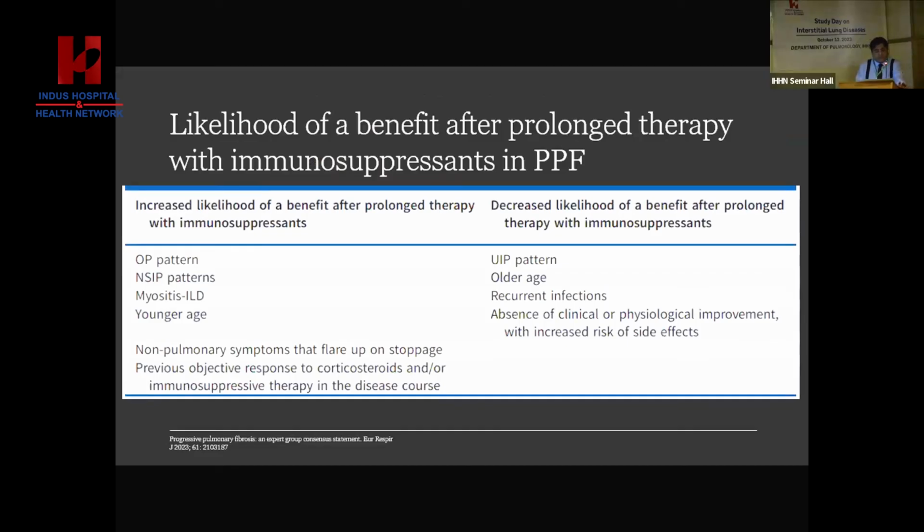Now, certain disorders in PPF benefit from immunosuppression, and their likelihood of responding to immunosuppressives is higher. They include the OP pattern and the NSIP pattern, in contrast to the UIP pattern and older age. Myositis ILD has a very good response to immunosuppression in PPF, in contrast to recurrent infections, younger age, and positive serology, and the absence of clinical or physiological improvement, with increased risk of side effects.